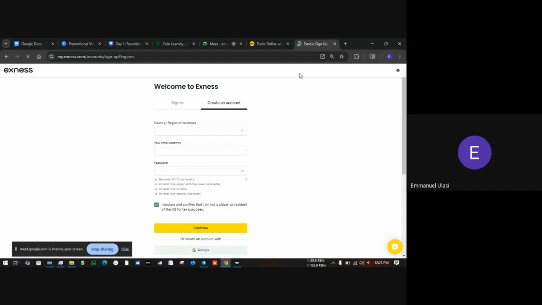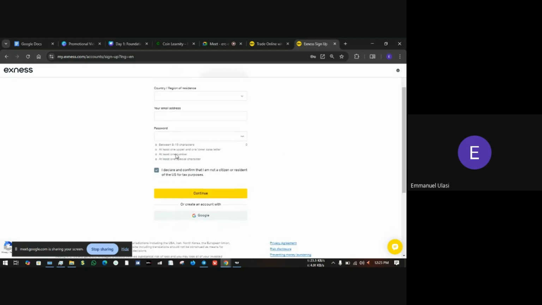So let the page load up, and you see the fields I'm talking about that you need to fill up when opening an account with Xness. Like I said, they will ask you for your country of residence. After inputting that, you need to select Nigeria if you're in Nigeria. It will ask you for your email address, then your password. Once you're done inputting everything here, you click on continue, and you also note that you need to have this box checked to click on continue.